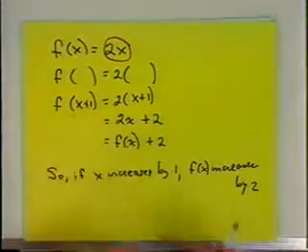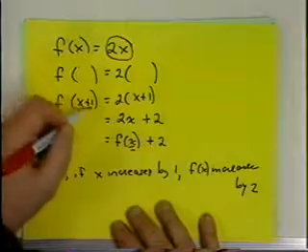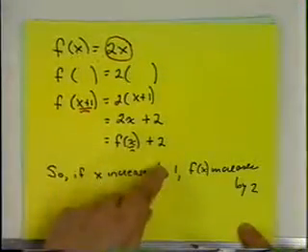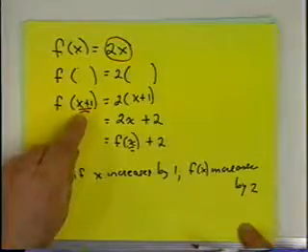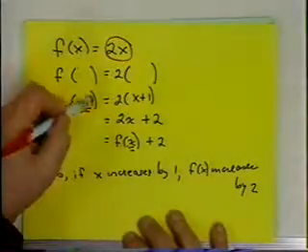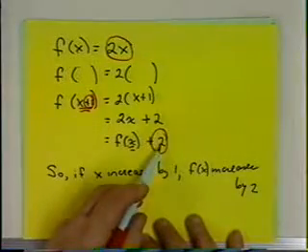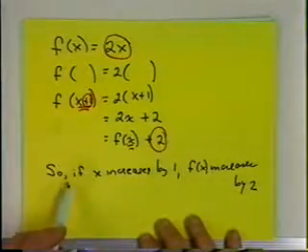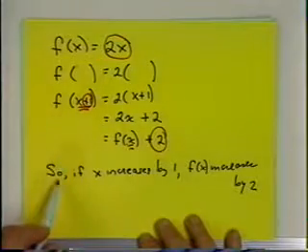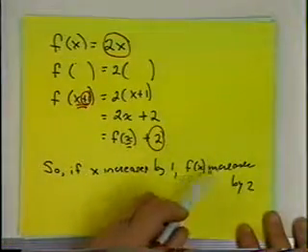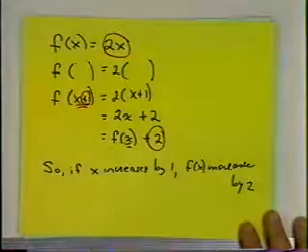See, the input is what you're putting inside the parentheses. The output is what you get out, in other words, when you're all through. What this says is if you increase the input by 1, what happens to the output? It increased by 2. And by the way, x could have been any number here. So what this says is no matter what x is, every time x increases by 1, f of x is going to increase by 2.